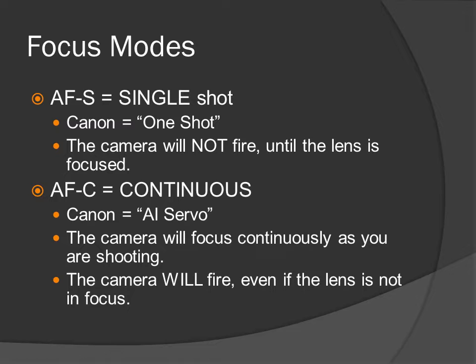The camera will not fire until the lens is focused. AFC is continuous, C for continuous. Canon calls it AI Servo. The camera will focus continuously as you are shooting. The camera will fire even if the lens is not in focus.